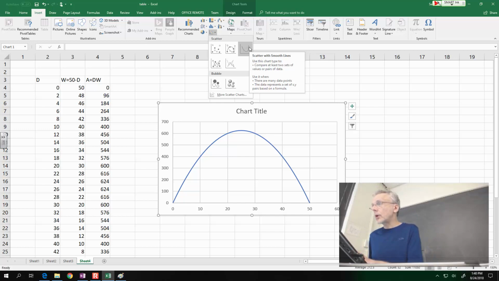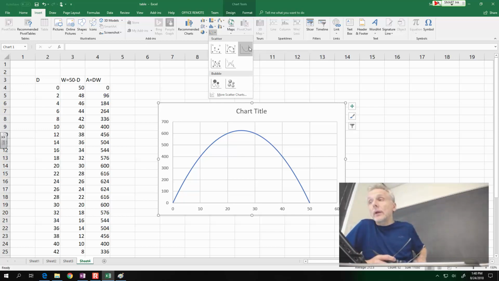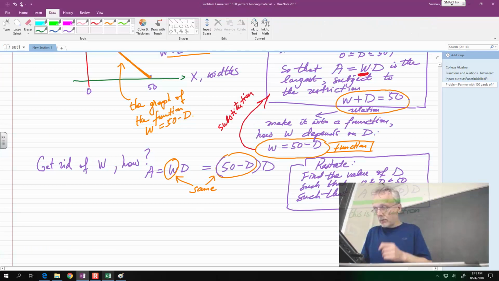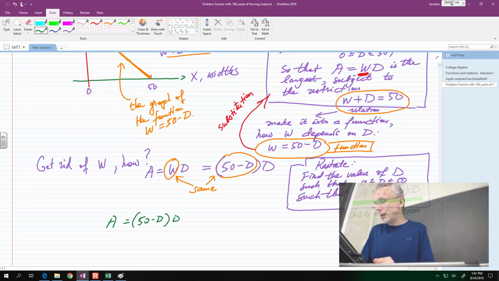How do we know it's a parabola? Well, it does look like a parabola, yes. But if we go back and look at the actual formula, we can tell that it's a parabola. The formula for the area in terms of the depth. How do you know what kind of formula that is? You can see it here. Area is equal to 50 minus d times d, or 50d minus d squared. What kind of formula is this?